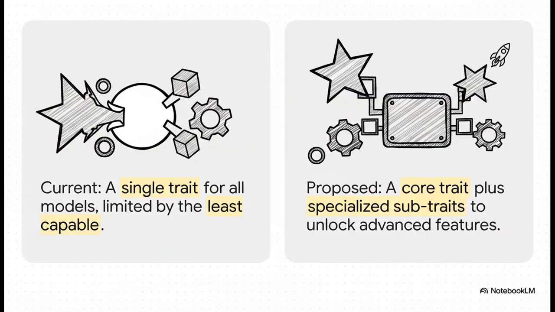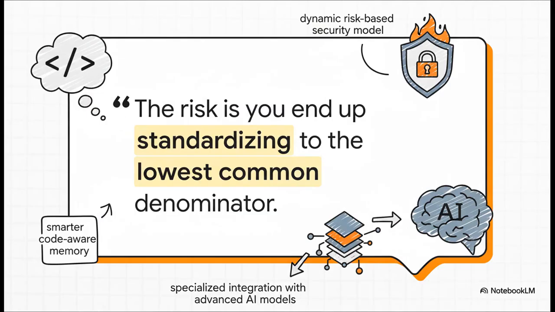This is a classic problem in software design, right? The abstraction problem. So the proposed solution is pretty elegant. Keep a core trait for all the basic stuff, but add optional specialized subtraits for the advanced features. Things like guaranteed structured output or special reasoning controls that only certain models have. And this quote absolutely nails the risk here. You end up standardizing to the lowest common denominator. The very thing you built for flexibility, your abstraction layer, suddenly becomes a ceiling that stops you from innovating. It blocks you from using the really game-changing features in the newest models.